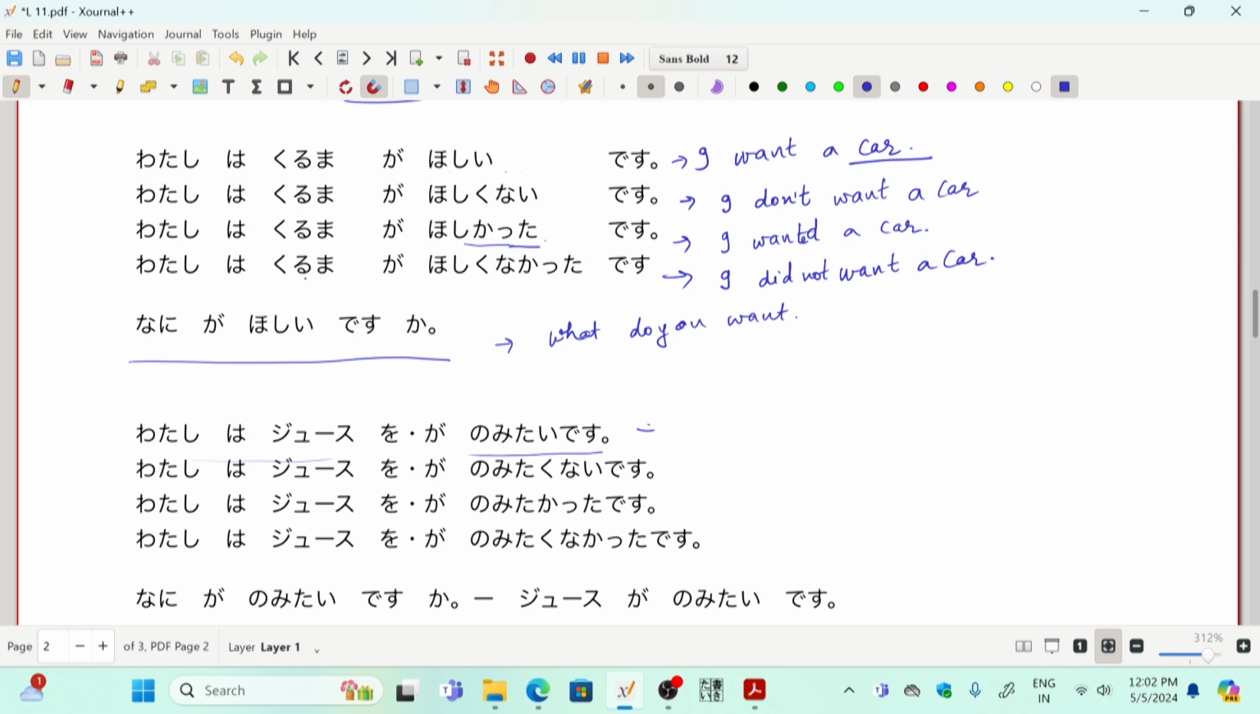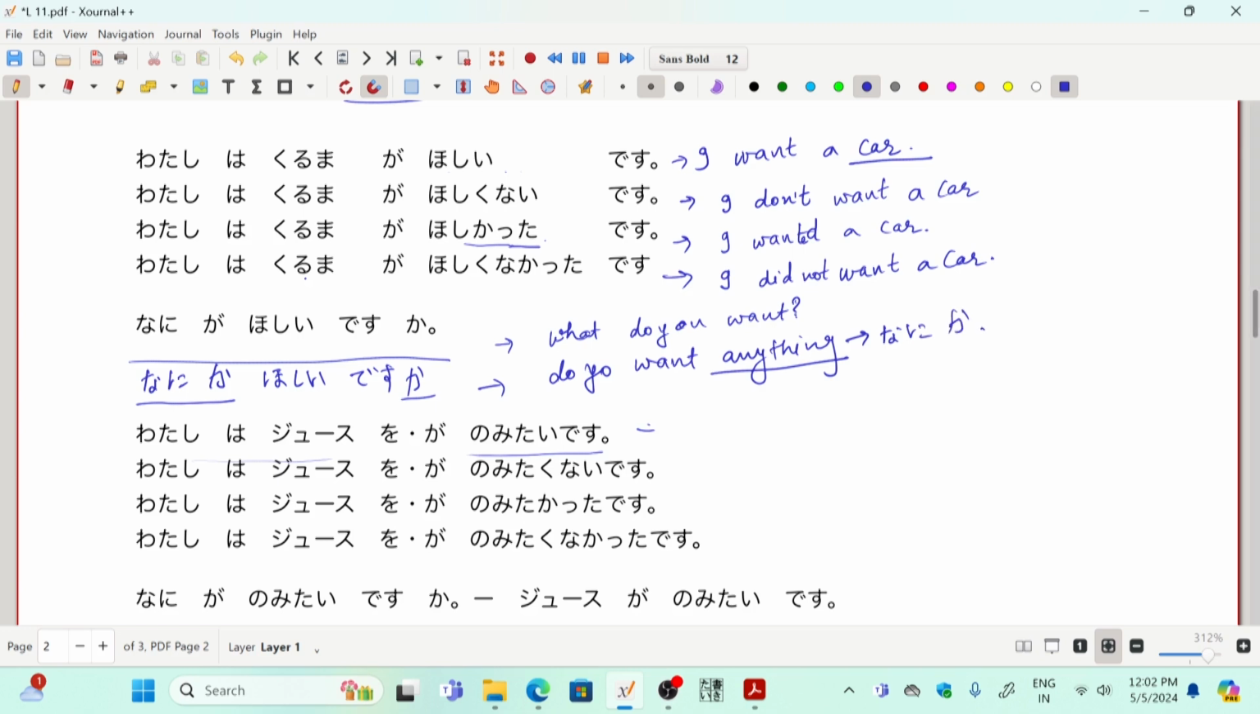Now suppose you want to ask, do you want something? So what will change here? If I say, do you want something? It will change into nani ka. Nani ka hoshii desu ka? Do you want something? Do you want anything? So anything is nani ka.